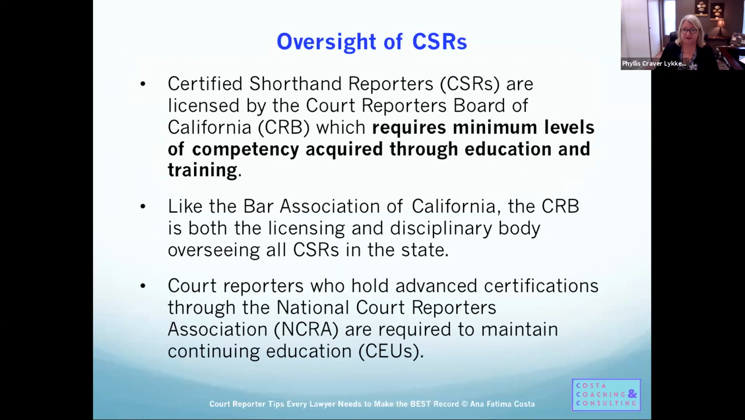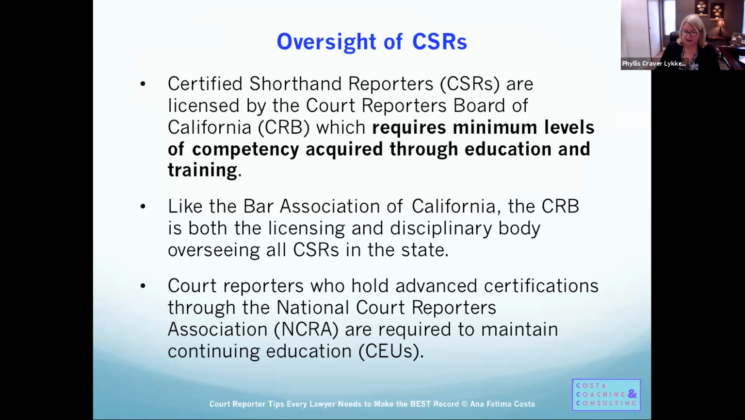So there is oversight provided for CSRs in California and, I think, in 26 states across the country. In California, CSRs are licensed by the Court Reporters Board of California, and that's the test that I just spoke about. Like the Bar Association in California, the Court Reporters Board is both the licensing and the disciplining body for overseeing all CSRs in the state. That's not how it is in all states.